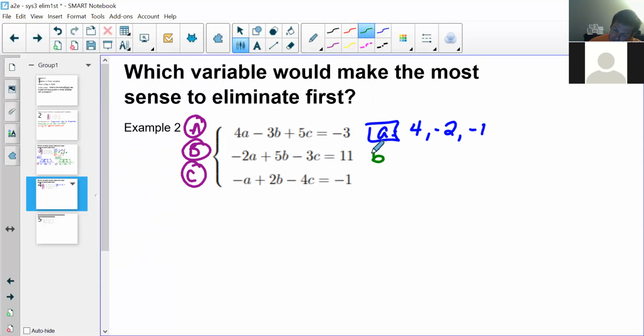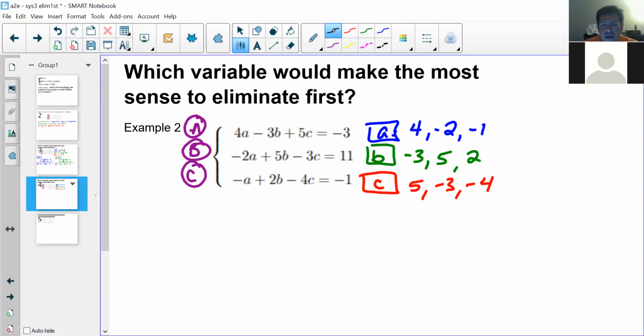For B, my coefficients would be -3, 5, and 2. I'm just working my way down in the different equations. And then finally, C, we would have 5, -3, and -4 as the coefficients.